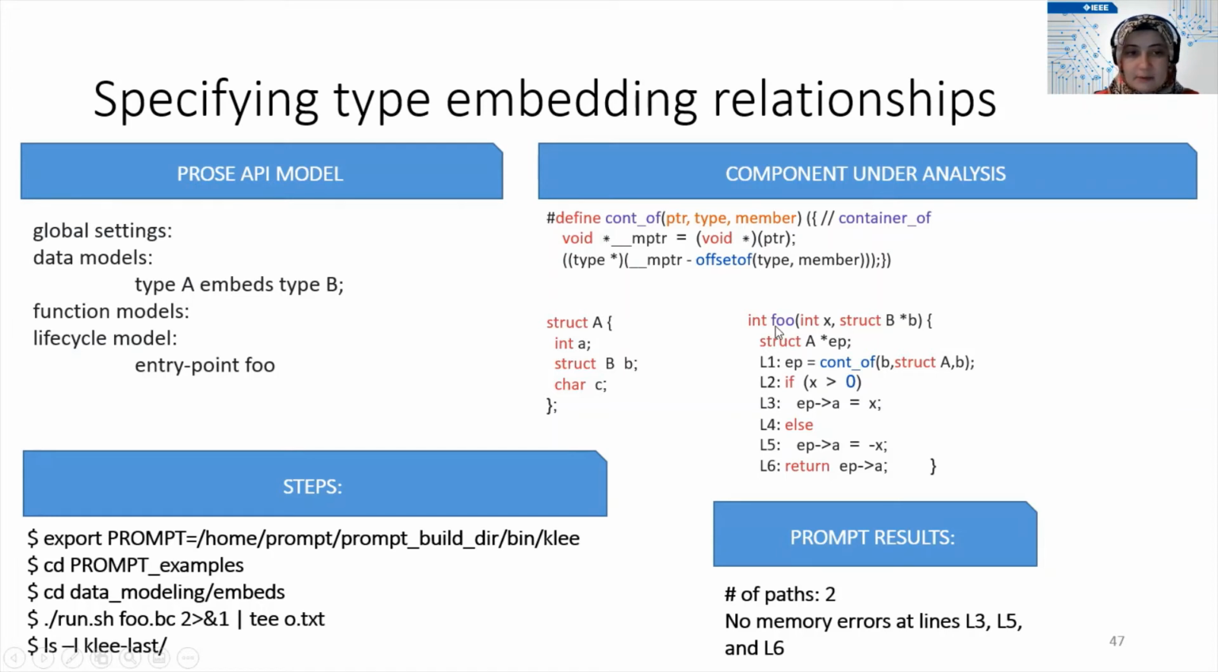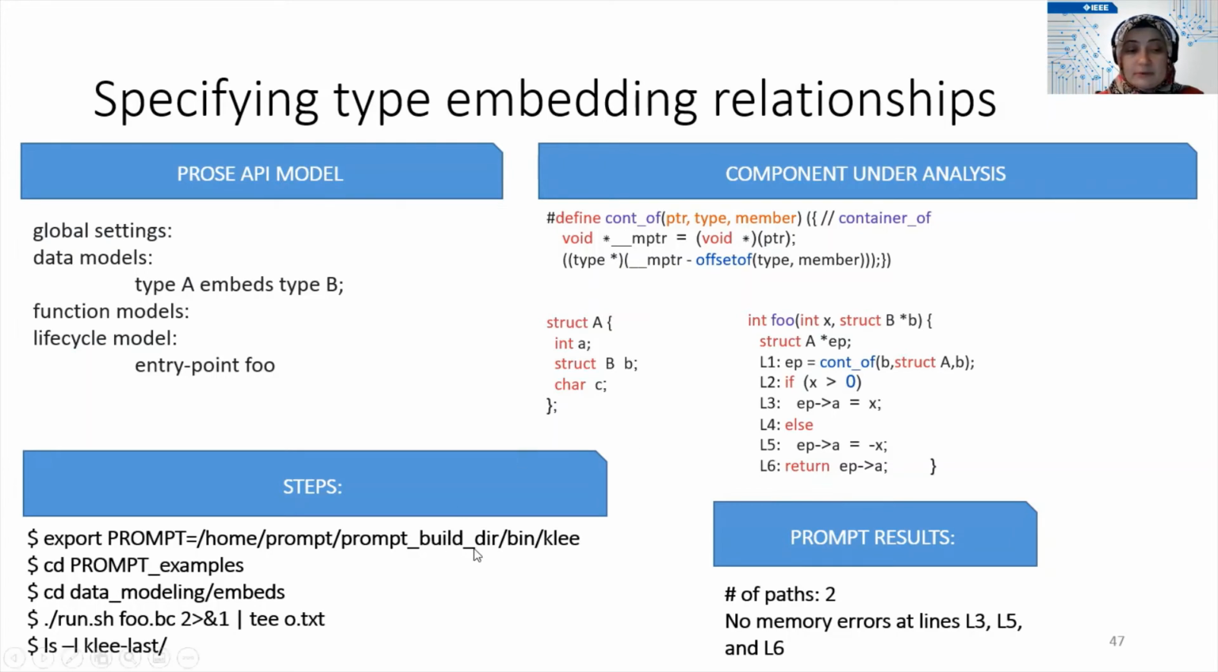So in this small example that we have, an argument of type B, but remember that B gets embedded in A. But since we're telling Prompt that type A embeds type B, when this gets lazily initialized, the B object is actually embedded in an A object. So when we apply this macro and derive this pointer EP, which is an address to the base of the A object, we get a valid pointer. Therefore, at L3, L5, and L6, when we dereference this pointer, we don't get any memory errors.